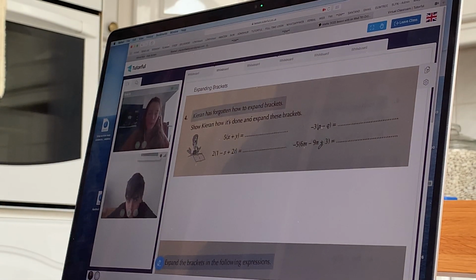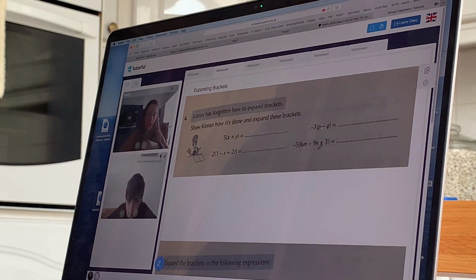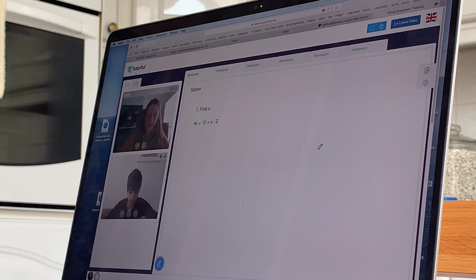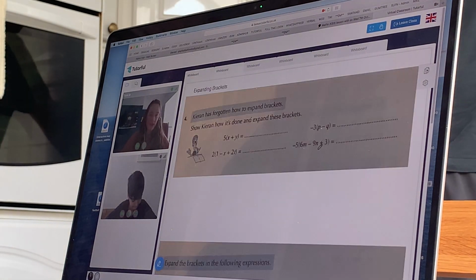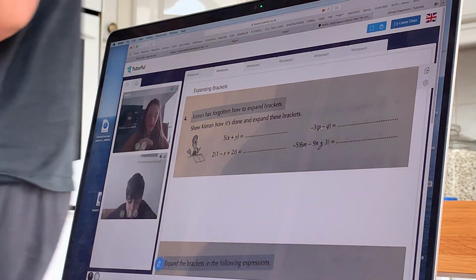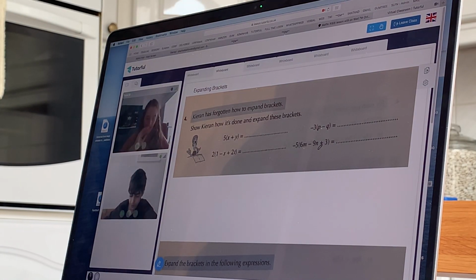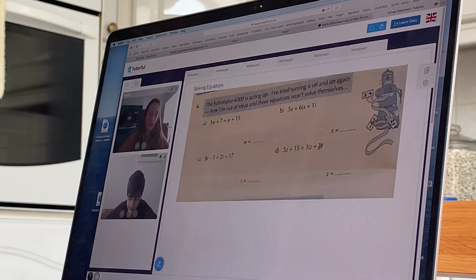I don't know if you remember, but last week we did the full page on solving equations with the coordinates. And then we did half of the page of expanding brackets. And we didn't get a chance to do the other half of the expanding brackets page or the solving equations page, which looks like this.